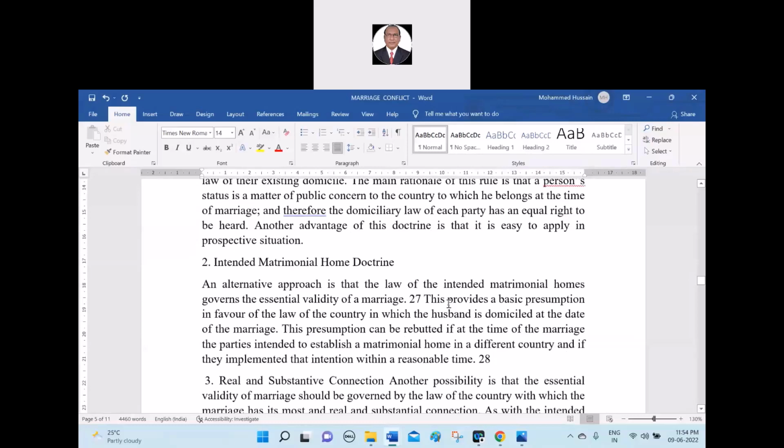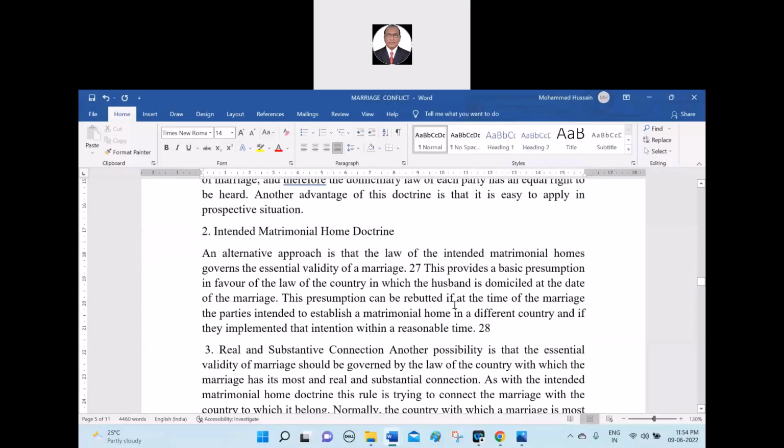Intended matrimonial home doctrine. Once they are married over there, they will decide whether to continue in the domicile of their choice, or a domicile may be acquired by losing the domicile of their birth. An alternative approach is that the law of the intended matrimonial home governs the essential validity of marriage. This provides a basic presumption in favor of the law of the country in which the husband is domiciled at the date of the marriage. At the date of the marriage, whatever the domicile of the husband is, that will be considered.